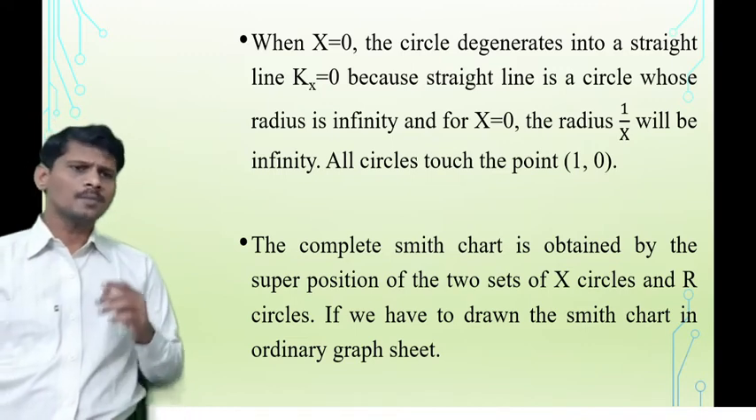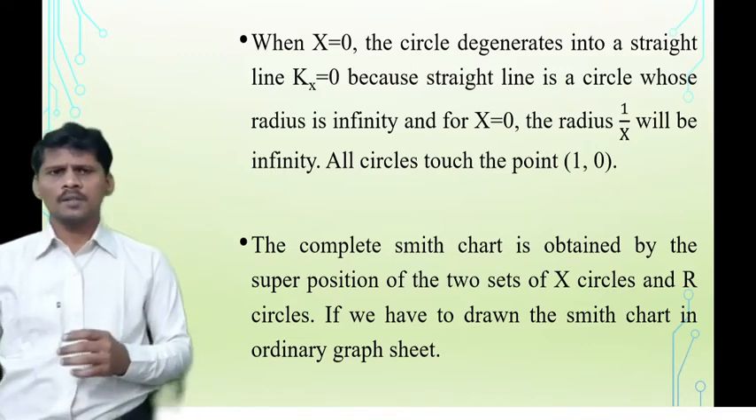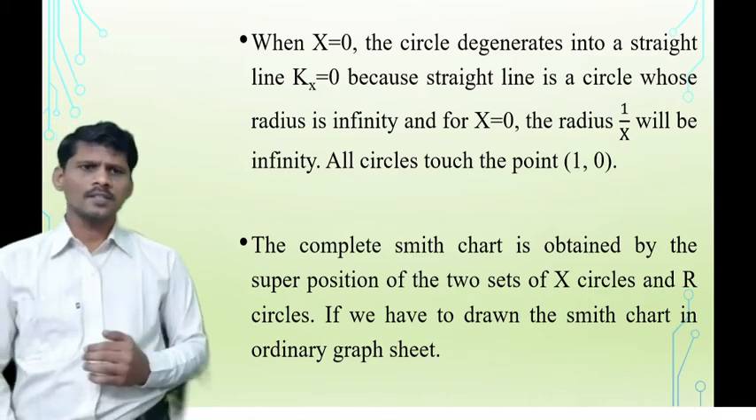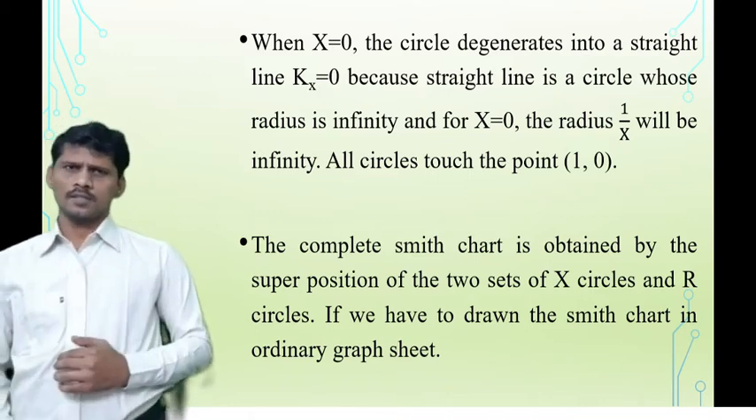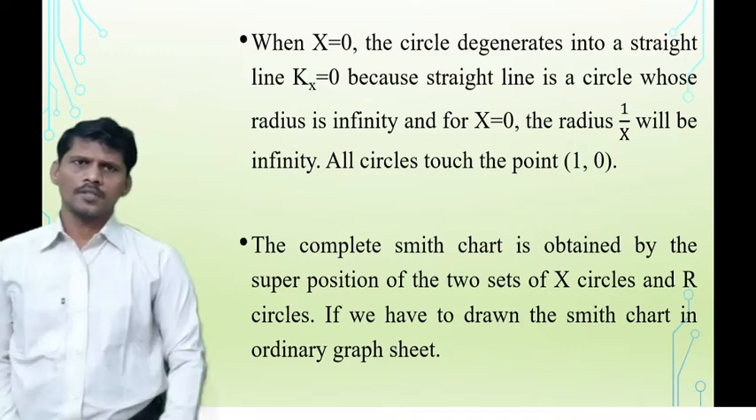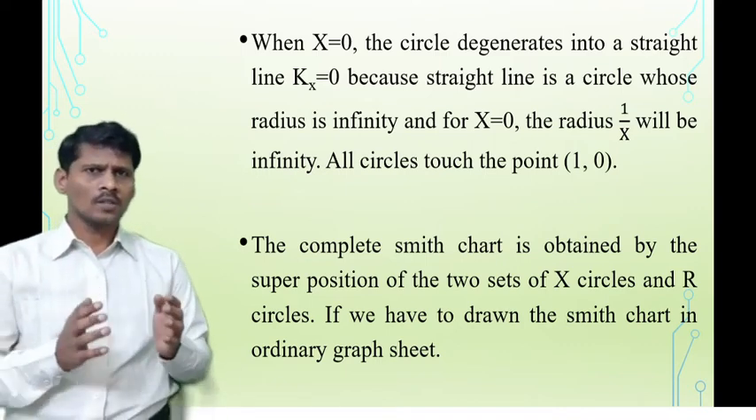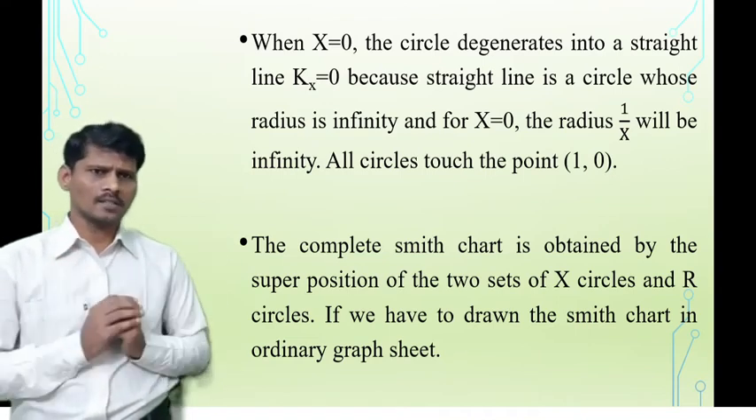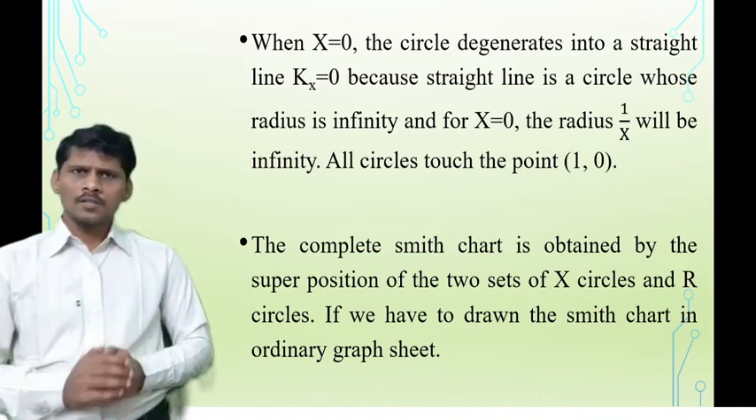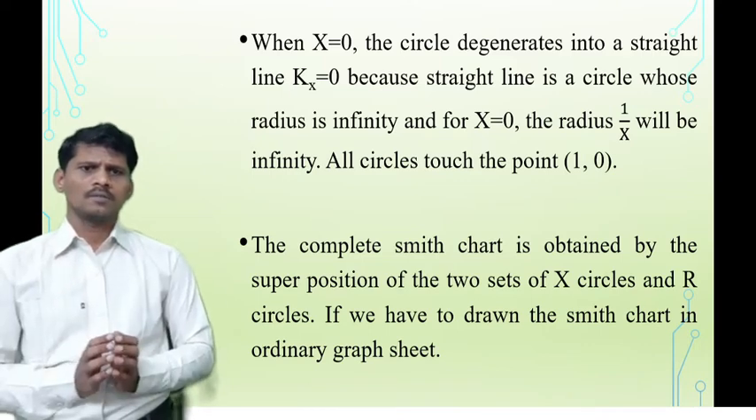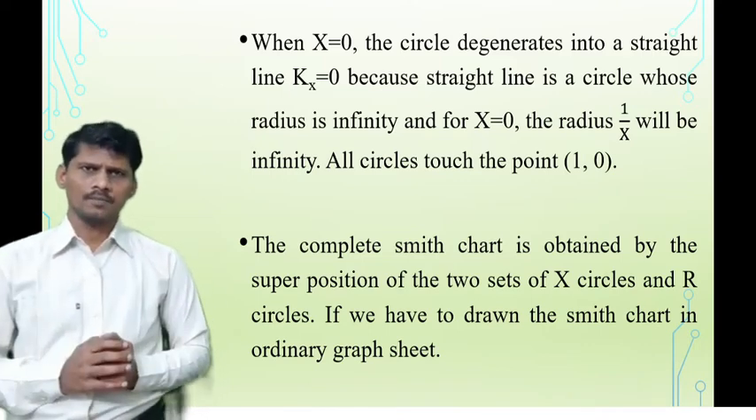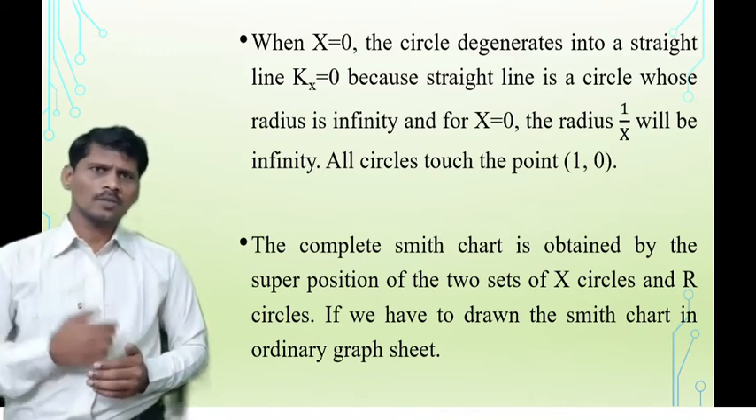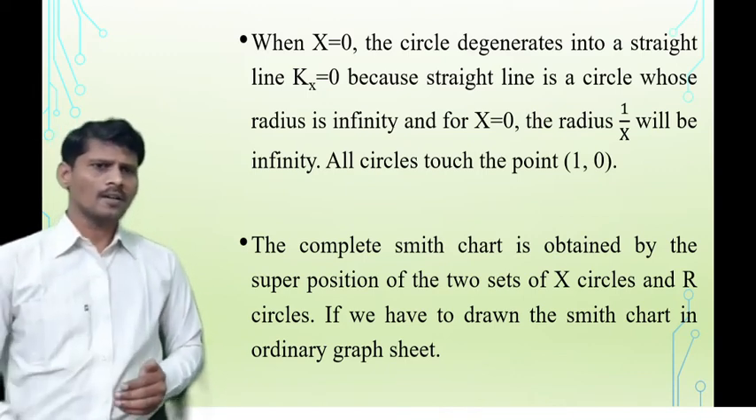Therefore, the complete Smith chart can be determined by the superposition of the two sets of circles, the constant x circles and the constant r circles. What is the set of the two circles? X circles and R circles. That is the Smith chart. The Smith chart is determined by the superposition of the two sets of constant X circles and constant R circles.